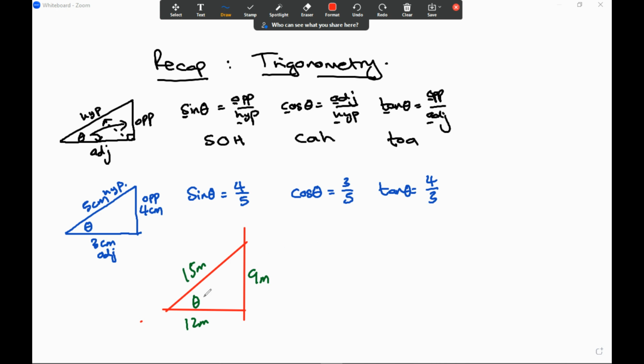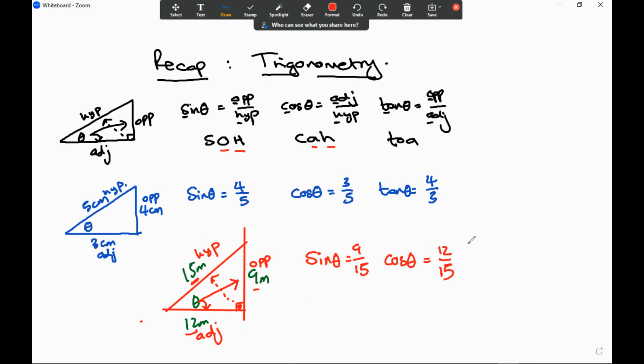So in this example here, we first label the sides. Because of where this angle is, this side becomes my opposite. This side becomes my adjacent. And because this is the 90 degrees, look over the opposite direction of the 90, and you'll see that will be your hypotenuse. So sine is opposite over hypotenuse, so it's 9 over 15. Cos is adjacent over hypotenuse, it'll be 12 over 15. So you always use the numbers that they gave you, or that you worked out. And tan is equal to opposite over adjacent, so 9 over 12.